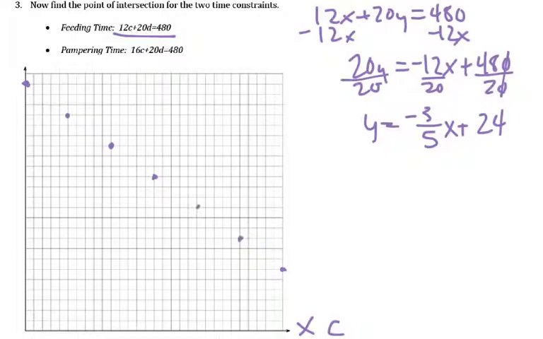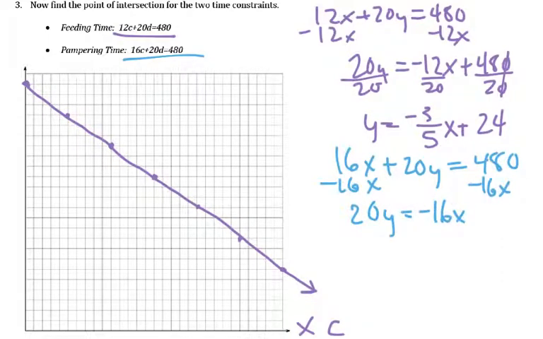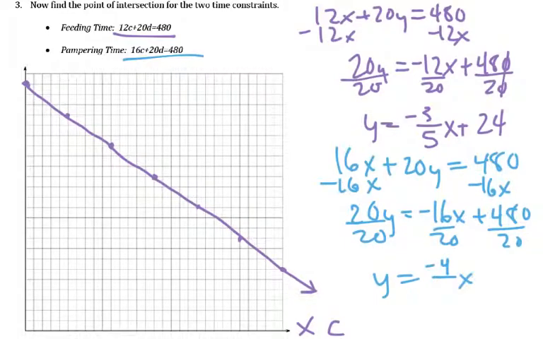There we go. Okay. So there's that one. Now pampering time. Same idea. 16x we'll say plus 20y we'll say, so it looks a little more like a graphing equation. Subtract 16x. Notice we're doing the same process to change these standard forms into slope-intercept form. Divide by 20. So we get y equals negative 16 over 20 would be negative 4 over 5x. But notice it's going to be plus 24 again.